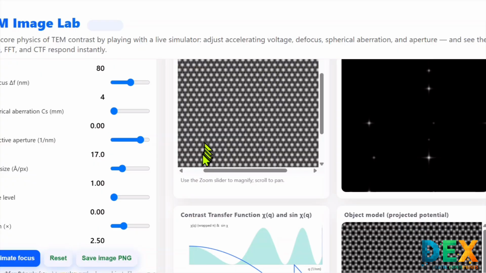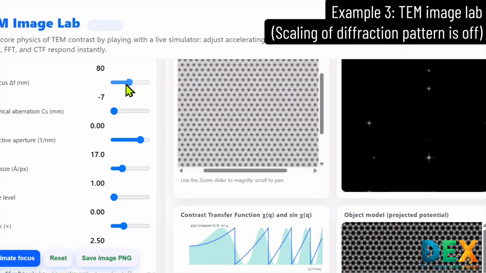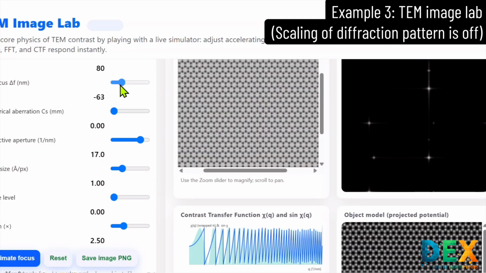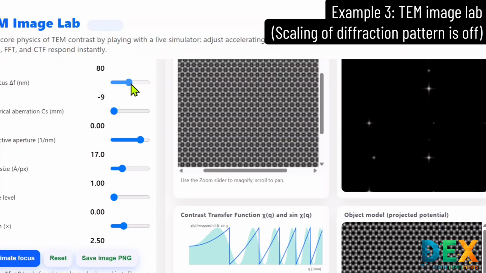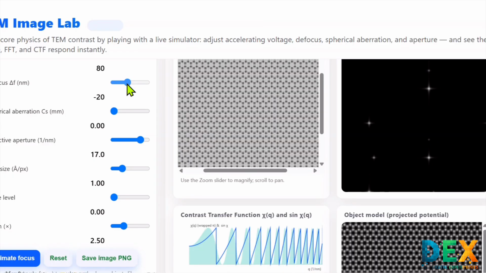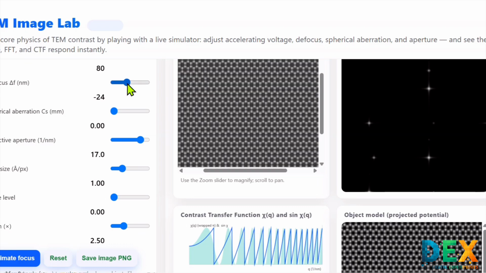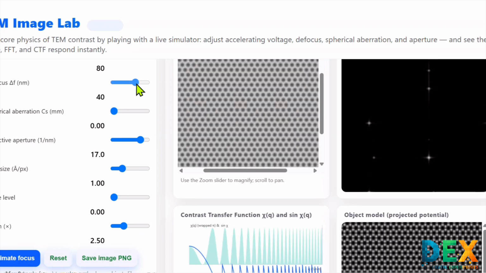This is a transmission electron microscopy image lab, where I can learn how different crystal structures may look. This is graphene in this particular case, depending on the defocus, where the object model is seen down here, and you have the diffraction patterns to the right. I think the scaling of the picture is not quite right. I gotta fix that. But this is also quite interesting.